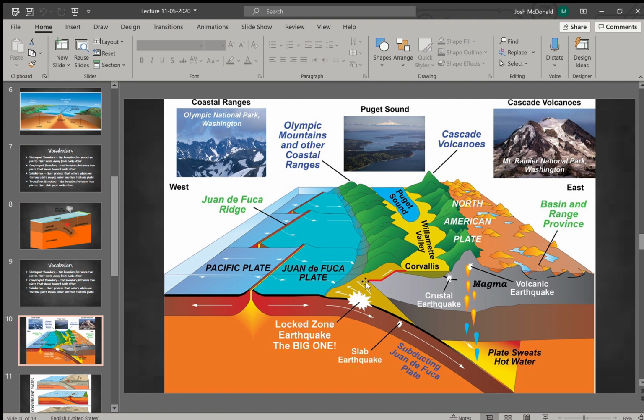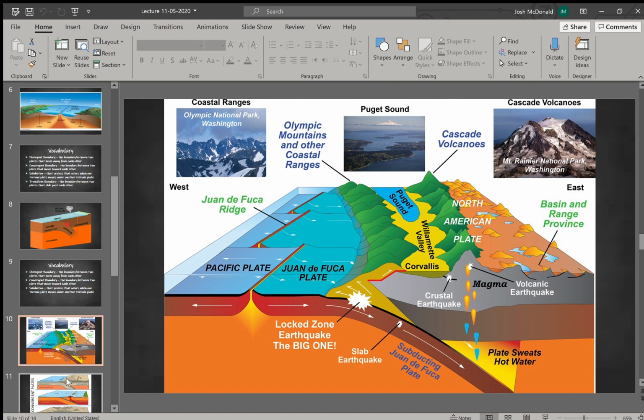and then here the North American plate. And this is causing earthquakes in different places. You have the locked zone, you have what's called slab earthquakes, crustal earthquakes, volcanic earthquakes. But volcanoes are another important part of subduction zones. So you see that as it comes under the other plate, it pushes up, creating these volcanic ridges here.